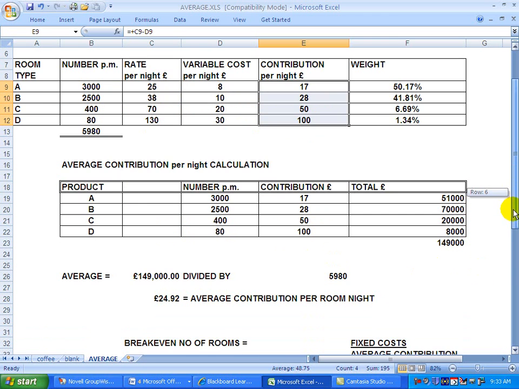And I've transferred that to this table just a bit below here. So we've got the same contributions there, right? And the same numbers of rooms. This is like the target or the expected number of rooms that we'll be selling per month.